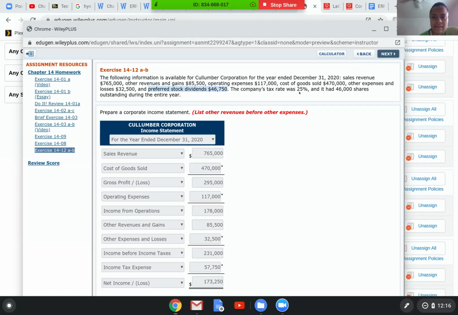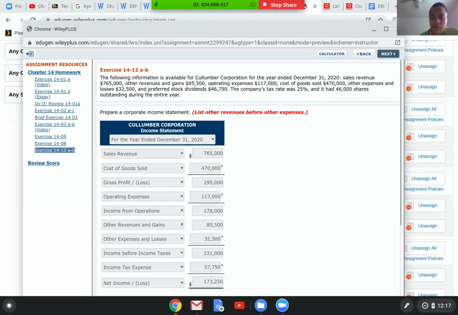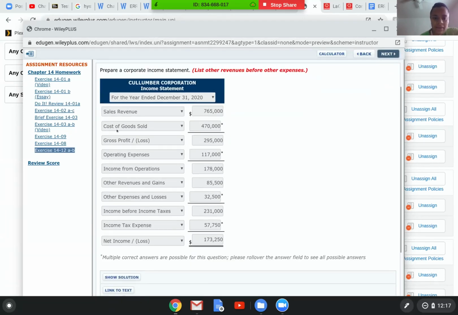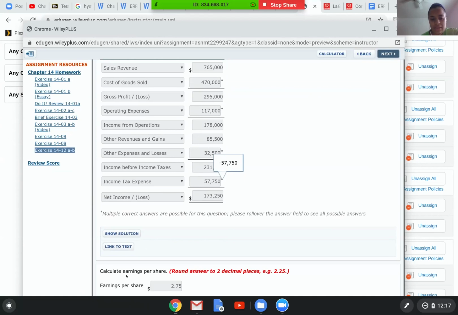The other thing that I said was that the company's tax rate is 25%. So you have to apply that to income before income taxes to get your income tax expense. And the last thing that I said was the 46,000 shares definitely also does not come up in an income statement. You would never put a number of shares in the income statement. What you do need it for is the earnings per share calculation.